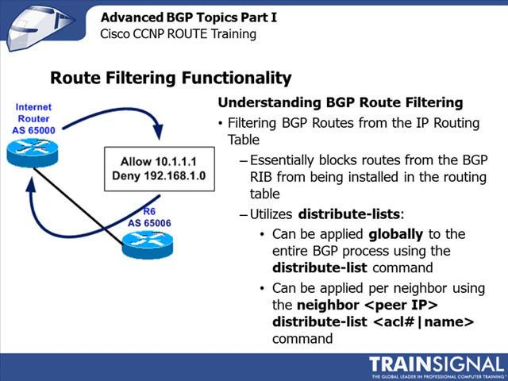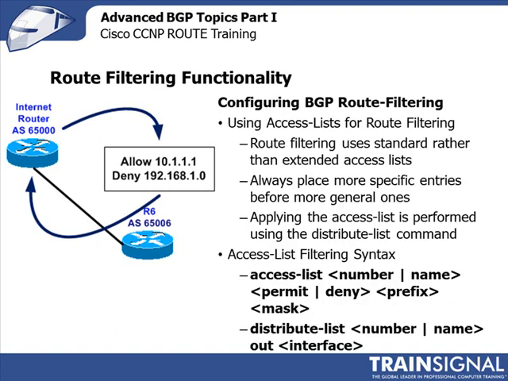So to begin with, filtering BGP routes from the IP routing table, much like with OSPF, essentially you're taking what's in the BGP routing table and preventing it from being installed in the IP routing table. You can use several aspects to do this. One's distribute lists. Frequently, this is just the default way that you can do that. You can have it applied globally to the entire BGP process using the distribute list command under BGP. You can apply it per neighbor using the neighbor IP address, distribute list, and then the access list number or name command.